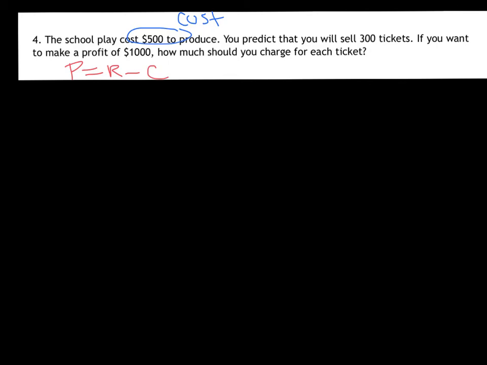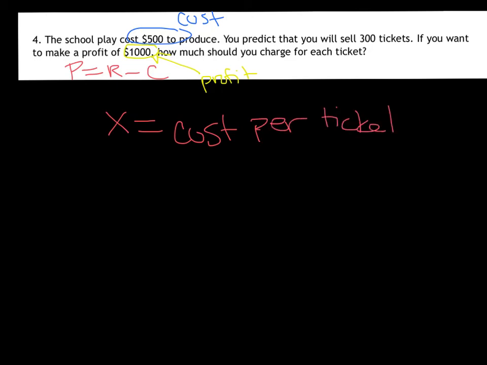So in this case, they give us the cost and they give us what we want for profit. The thing that we don't have is revenue. However, in order to confuse things, they actually throw in an extra 300 there. So what we're looking for is not actually just revenue. We're looking for the cost per ticket. So I'm going to call that X. You can call it T or whatever variable you want to. So we're going to call the cost per ticket X.